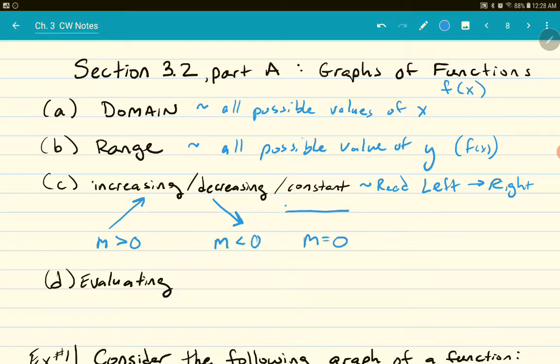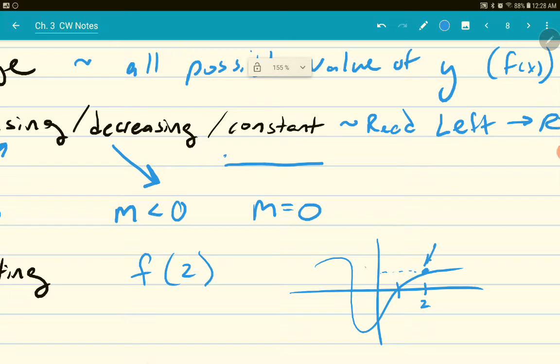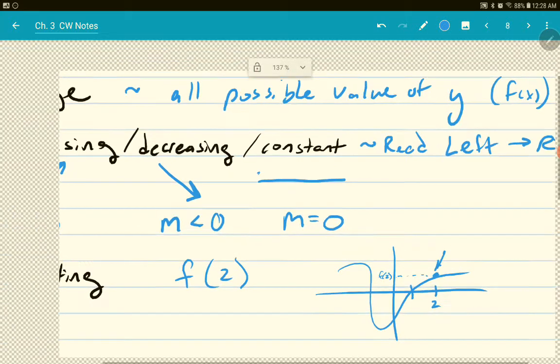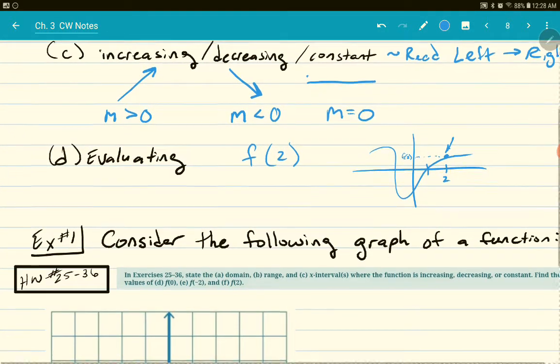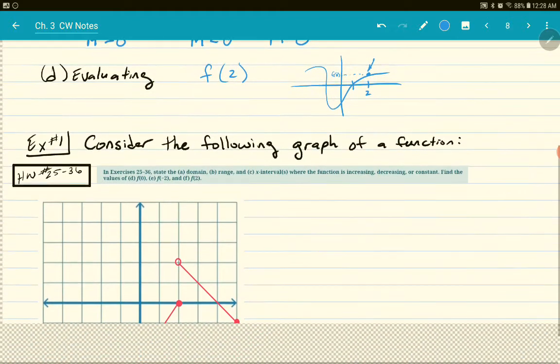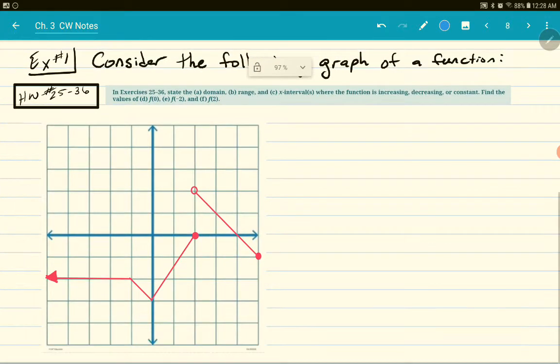And then the last topic from this section is evaluating. So, for example, if we want to look at f of 2, then we go to the graph, whatever it is, and we go to 2 on the x-axis, and we see what that y value is. Whatever that y value is, that's f of 2. All right, so let's apply these four topics to an example. We're going to consider the following graph of a function. This relates to your homework from exercises 25 to 36.